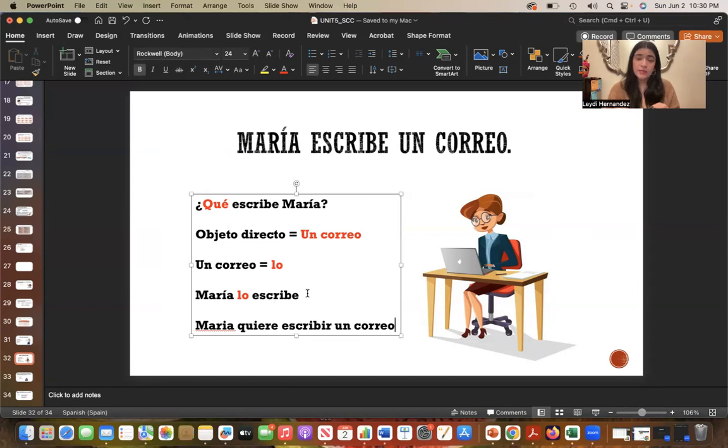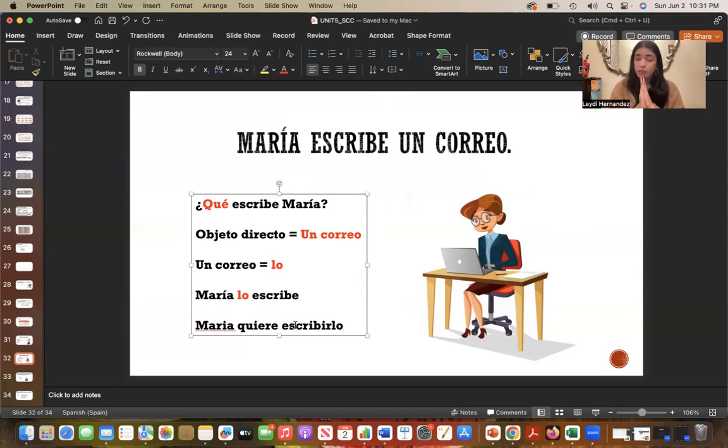Now, what if I have two verbs? It's the same sentence, but instead of one verb, we have two: quiere escribir. Now we replace un correo with lo. We can put it right before the conjugated verb: María lo quiere escribir. Or we can attach it at the end of the second verb: María quiere escribirlo. We have this option because we have two verbs. Remember that if we only have one verb, we only have one option, and that is before the conjugated verb.